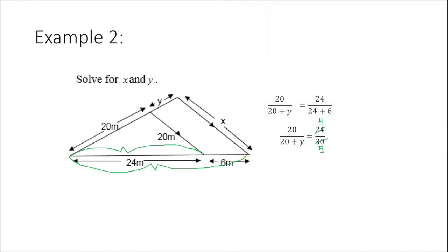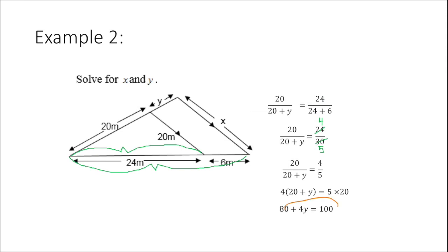Well, the next step is to divide both sides by 6. You can do that. So we have 20 over 20 plus y equals 4 over 5. And we basically cross multiply. 4 times 20 plus y equals 5 times 20. And of course we distribute this 4 to the 20 and 4 to the y. We get 80 plus 4y equals 100.